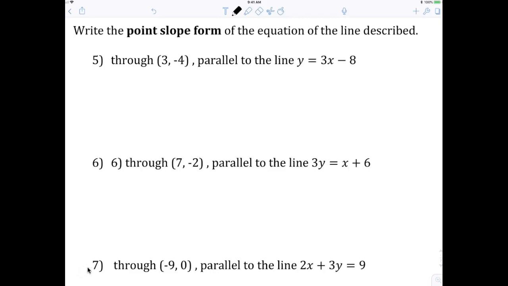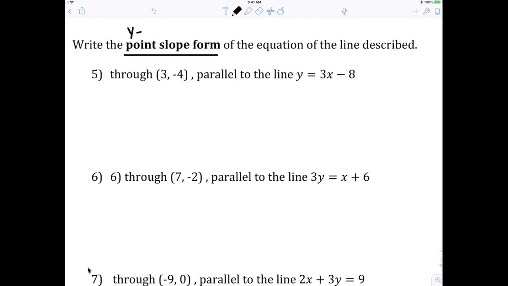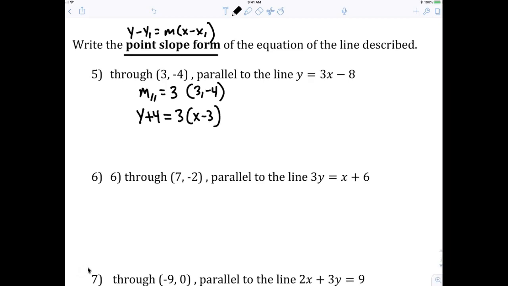Now, again, make sure you understand we're doing point slope form, right? Y minus y1. Everybody good with that? And now, the slope of the parallel line would just be what? Well, wait a minute. Just the slope. Just 3. Now we're passing through the point 3, negative 4. We'll look at it. So now, y plus 4 equals 3 times x minus 3. Any questions with number 5?